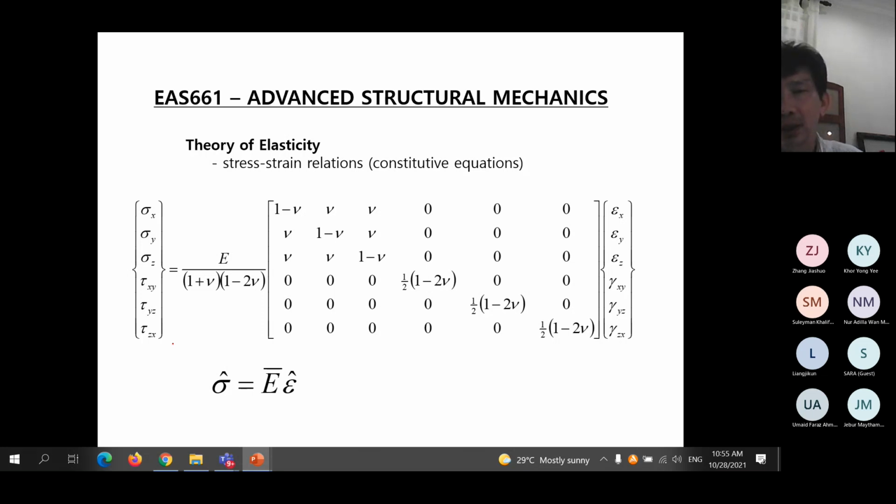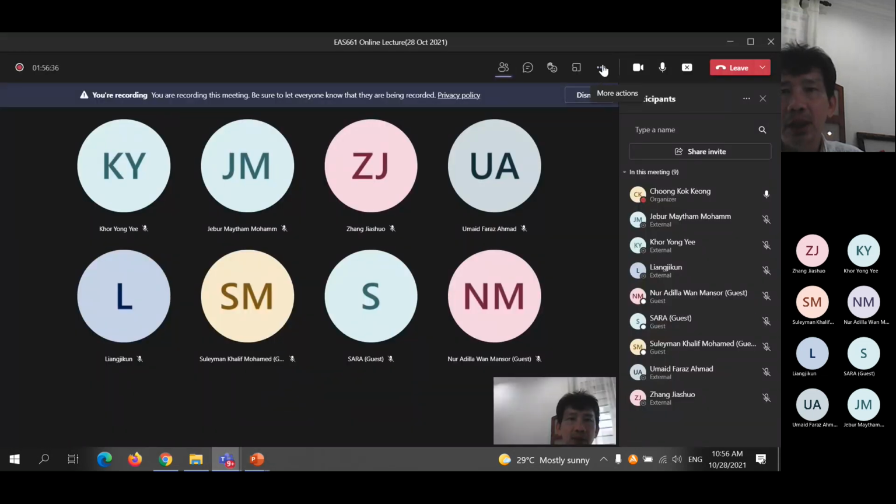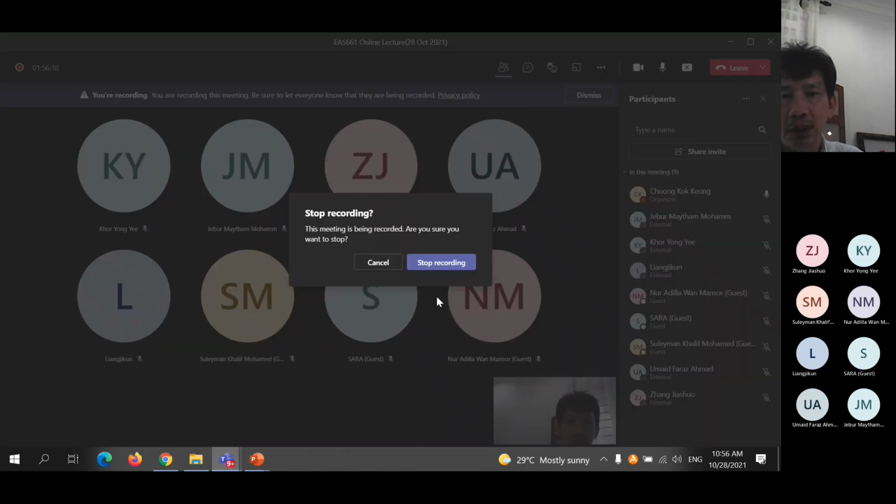In the next class on Tuesday, I will go through with you how to obtain these basic equations. Meanwhile, please check your e-learning. I will be giving you some simple exercise problems so that you are more familiar with the things that have been covered so far this week. With that, I would like to end this lecture.